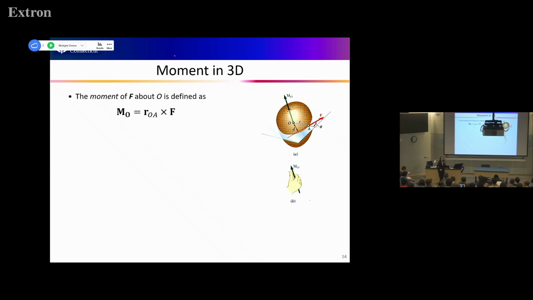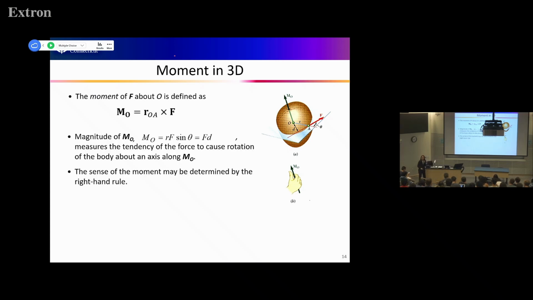So moment is r cross F. r is the position vector, and F is force. The magnitude of M sub O is r F times sine theta, and theta is the angle between r and F. The sense of the moment may be determined by the right-hand rule, something like this. With x, y, z, the first vector, then the second vector, and then this is the direction of moment, right? First, second, and we'll practice that shortly in a clicker quiz, okay?